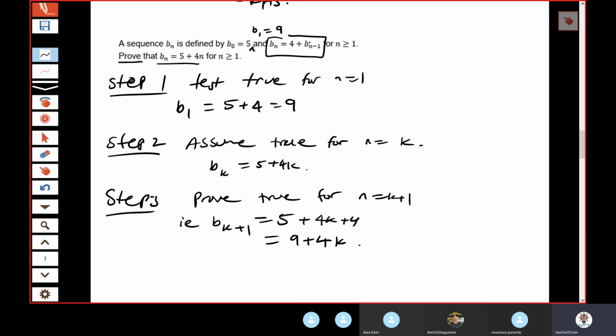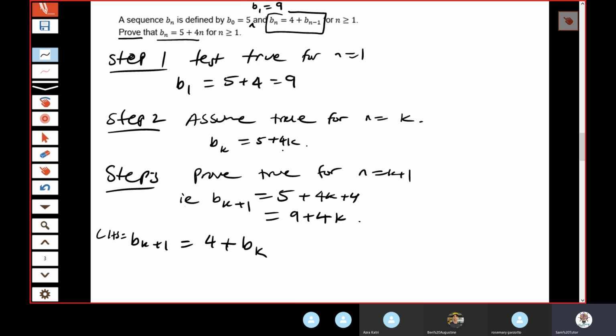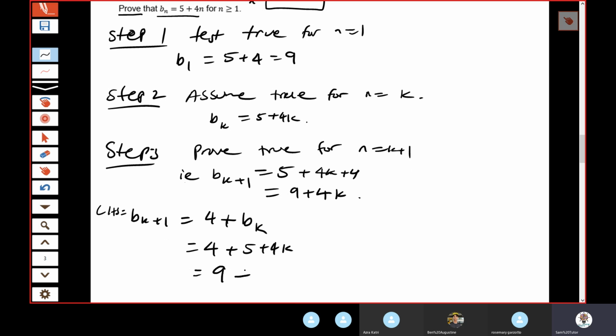So you have a relationship between Bn and one term before Bn. So b k plus 1, left-hand side, is actually 4 plus b, and then k plus 1 minus 1 becomes k. But then what does bk equal to? Well, bk equals 5 plus 4k, and I think you guys can see that becomes 9 plus 4k, which equals the right-hand side, therefore true by mathematical induction.